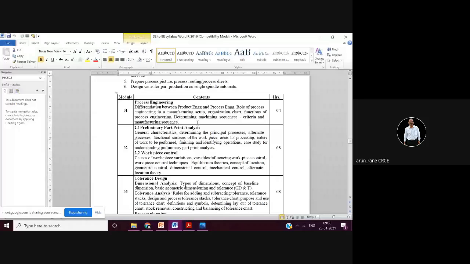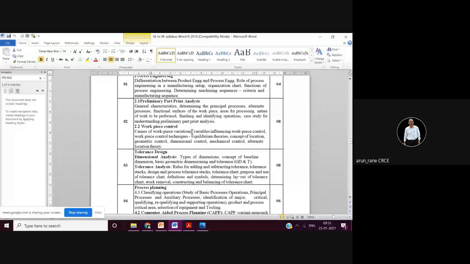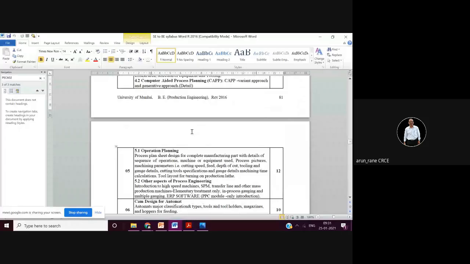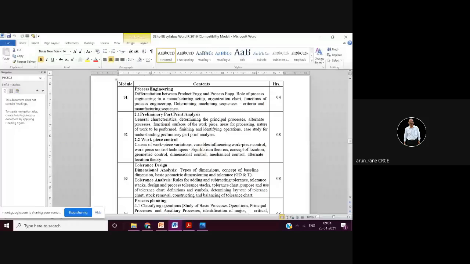And this is what your syllabus is. It is divided into altogether six modules. We are going to start with module one, that is process engineering. What is process engineering? What is product engineering? I'll just give the bird's eye view. Module 2 is preliminary part pin analysis.